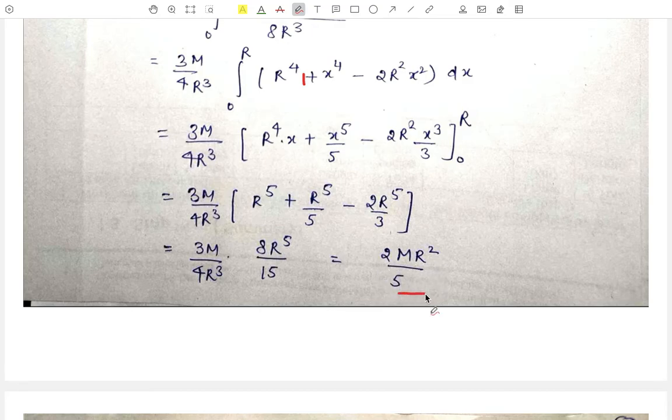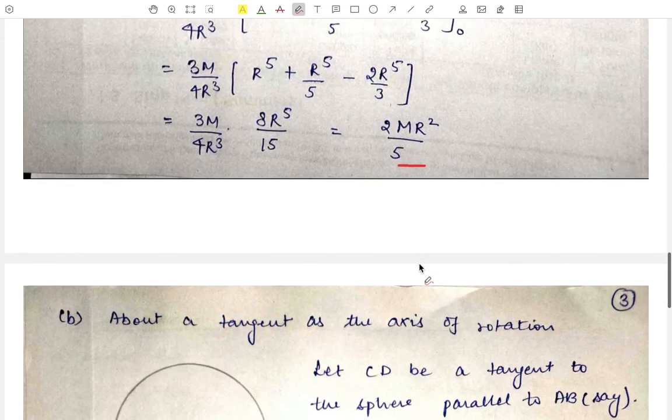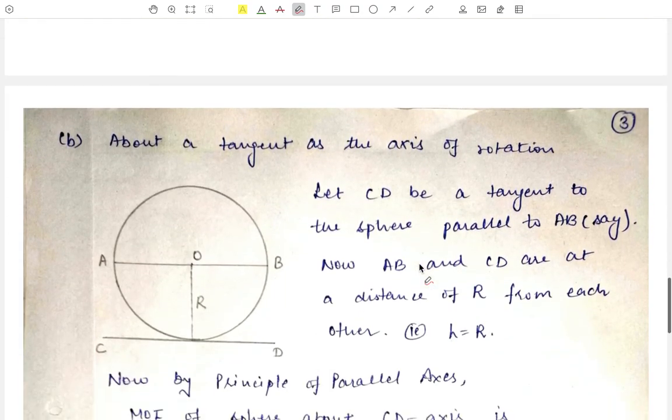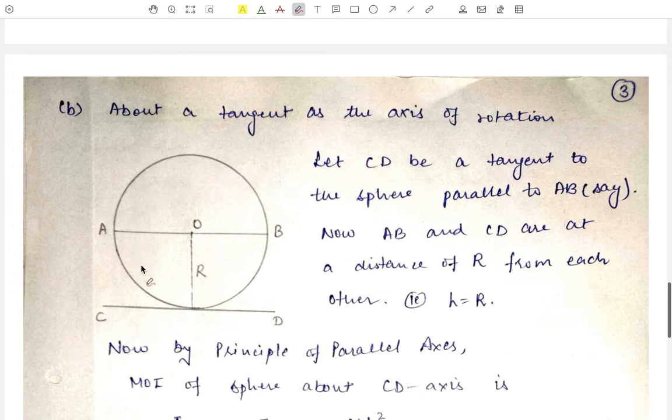So this is the moment of inertia of a solid sphere about any of its diameters as the axis of rotation, where m is the mass of the sphere and r is the radius of the sphere. Now, our second case is to find the moment of inertia of the same solid sphere about a tangent as the axis of rotation.